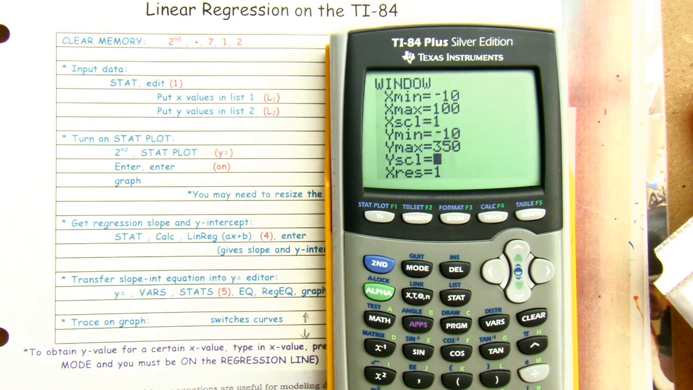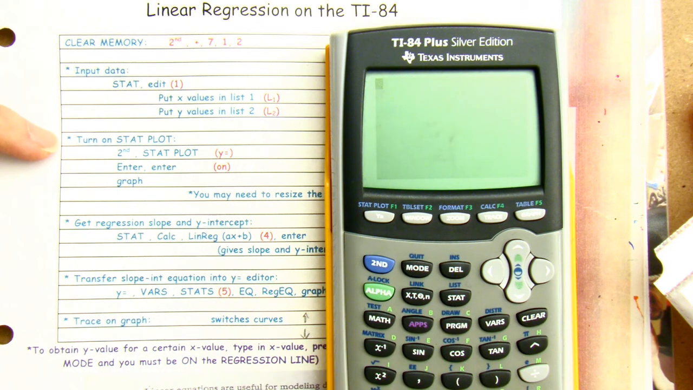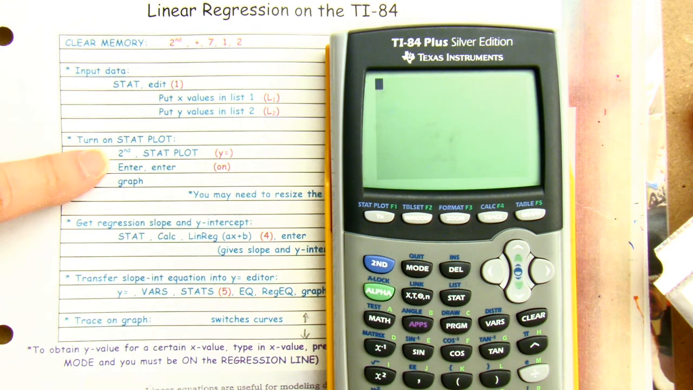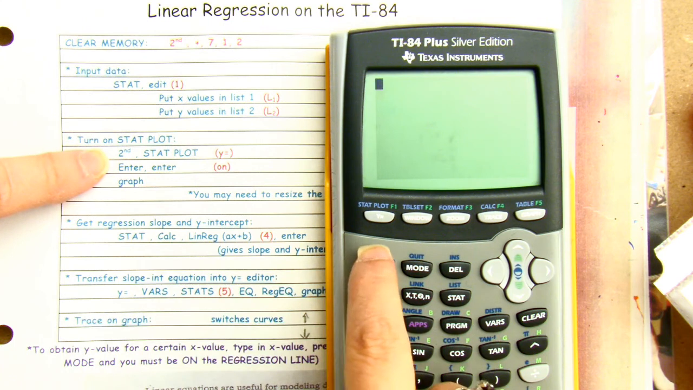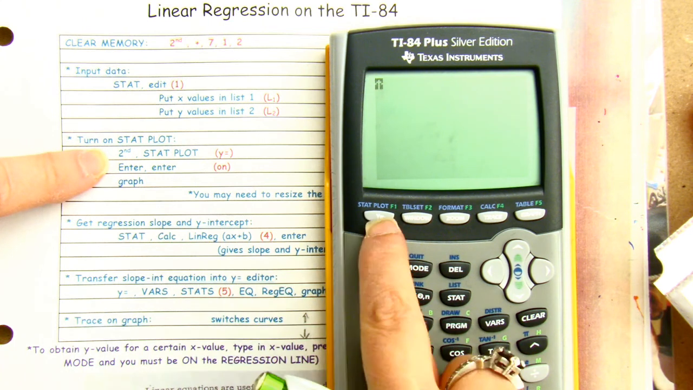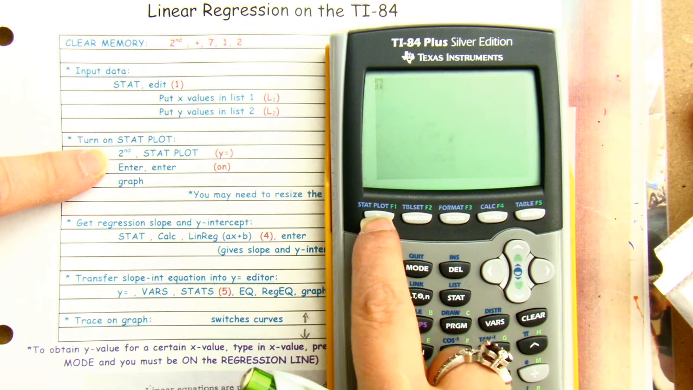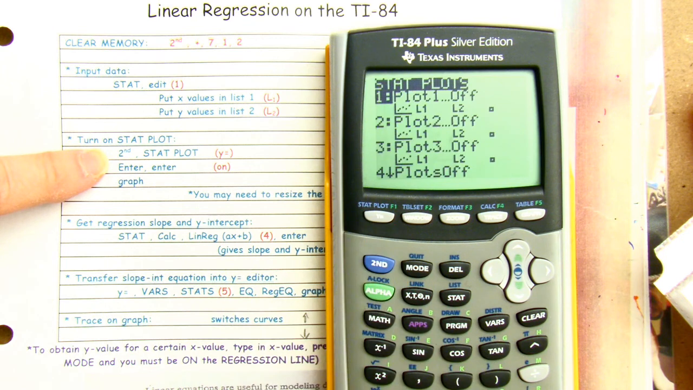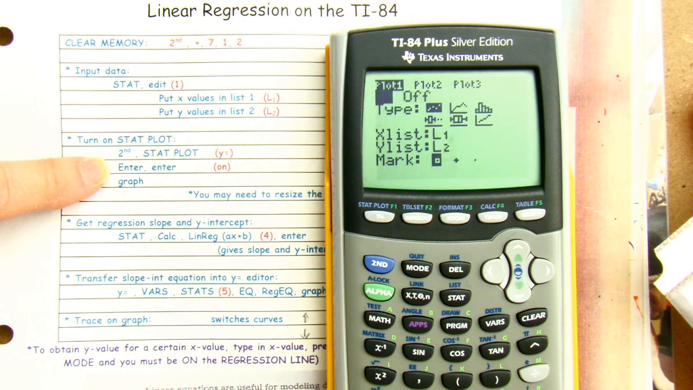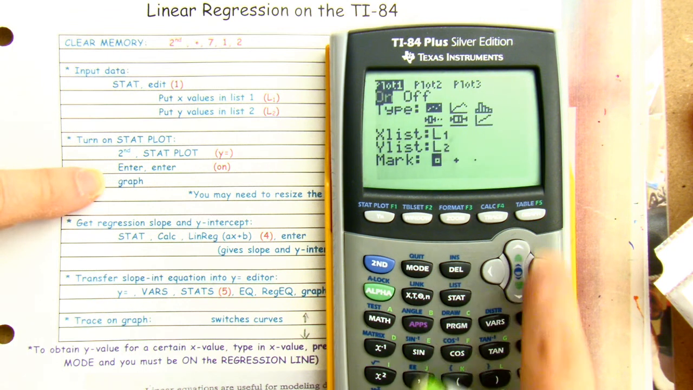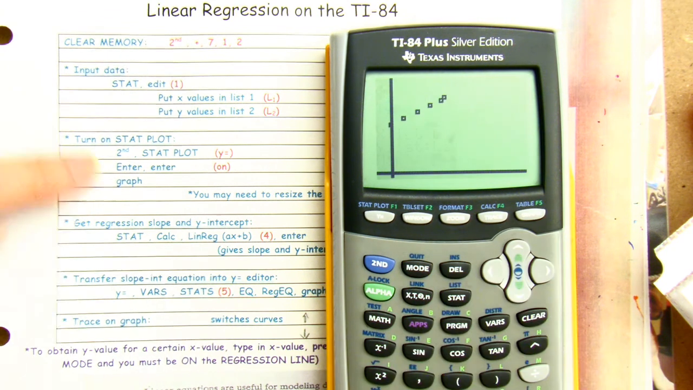All right, so I changed the window, second quit, and I want to turn the stat plot on. So we're going to hit the blue button, second, and we're going to choose this Y equals. Above it, it says stat plot. Now notice the plots are off. We're going to hit enter, not just once, but twice to turn it on. And then hit graph, and you should see your scatter plot.